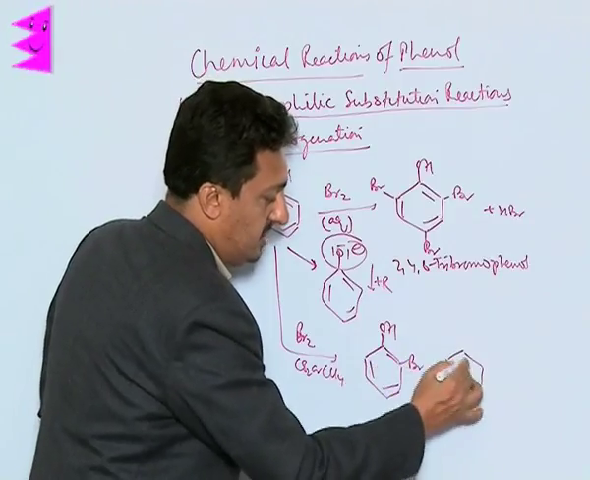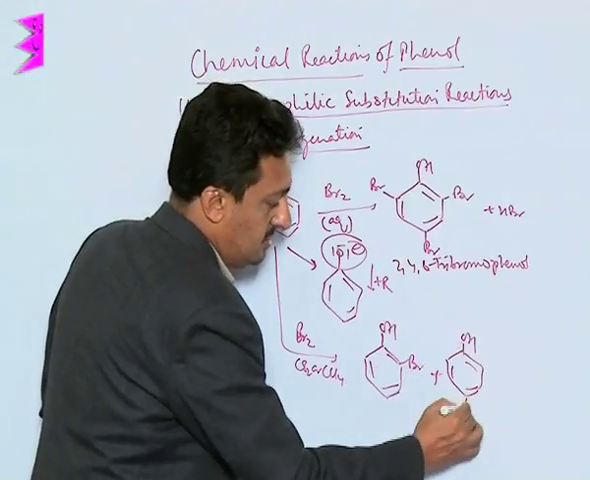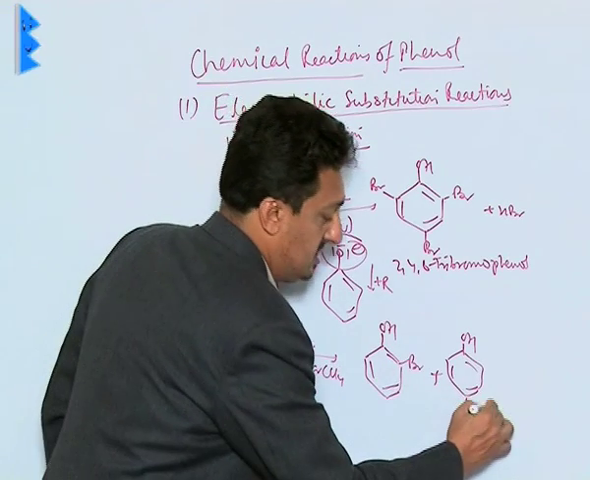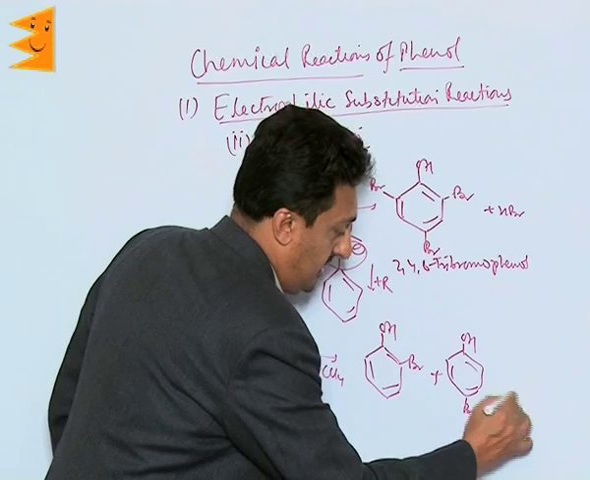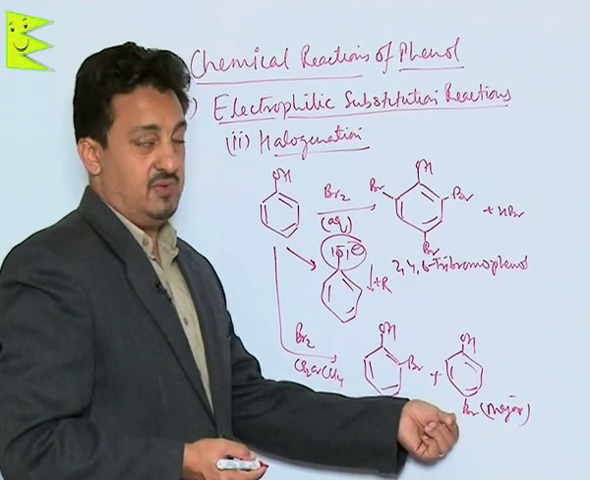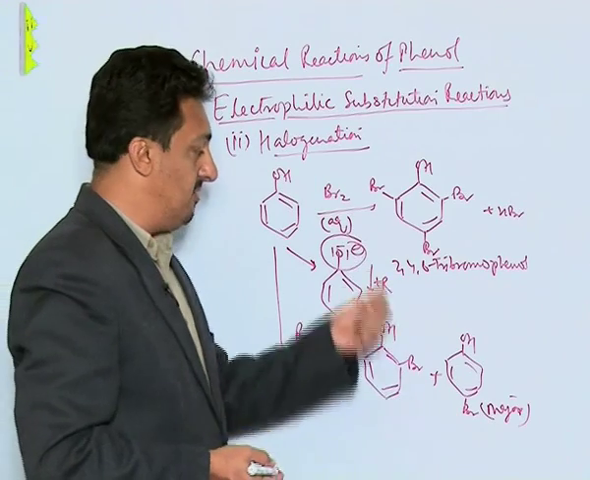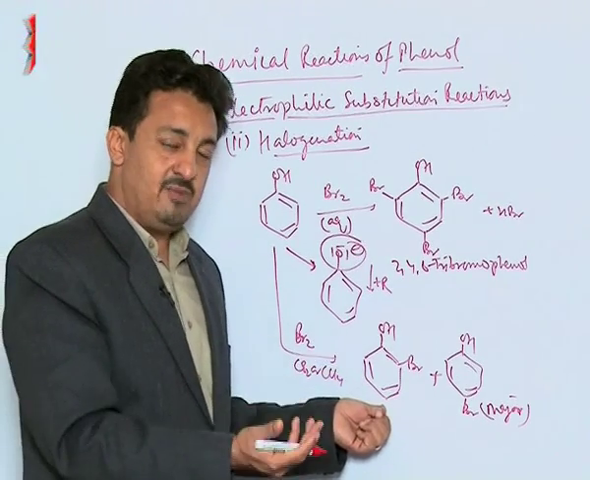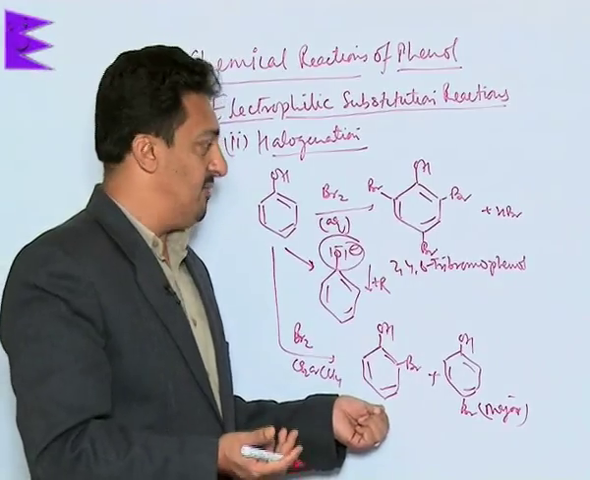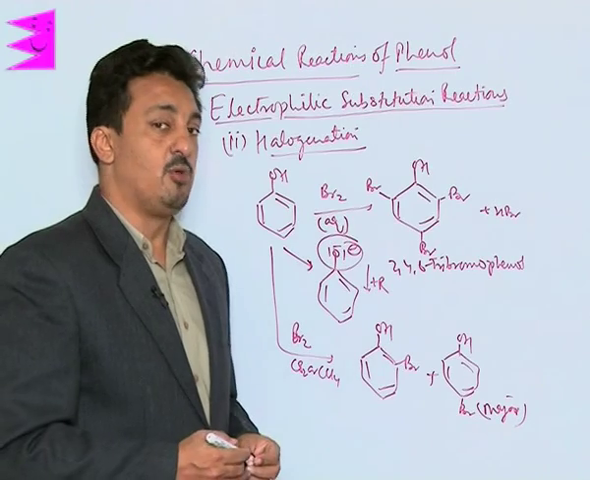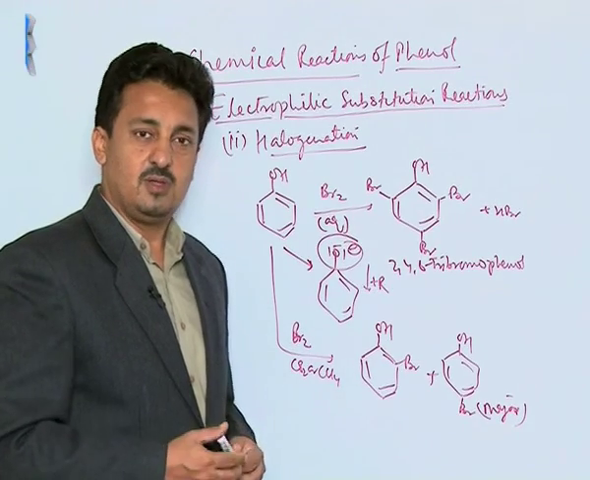So we'll be getting orthobromophenol and parabromophenol, and of course the para will be the major product. The reason being it is more symmetrical, so we get this product. So that is how we can do shifting. Yes, if we want mono product, we can change the medium into non-polar organic, and if we want tri-substitution, we can take bromine in the aqueous medium, or bromine water.